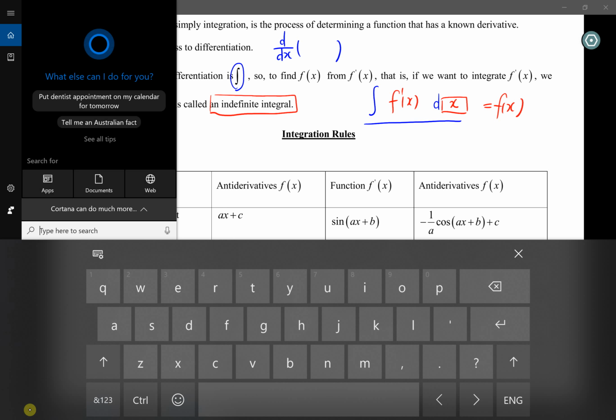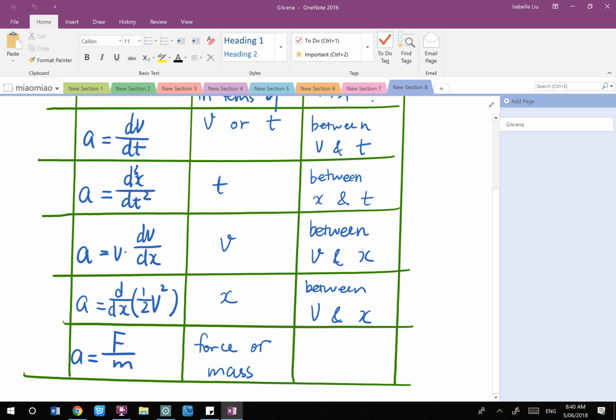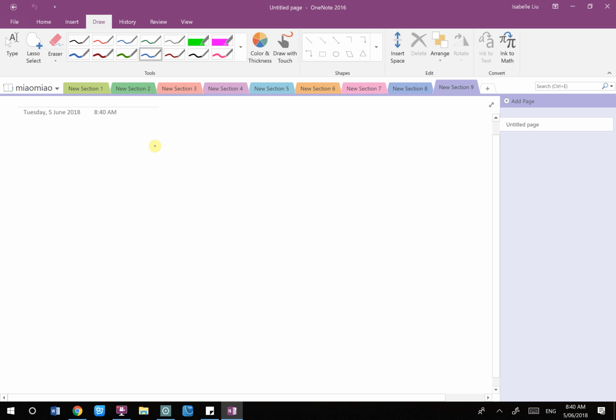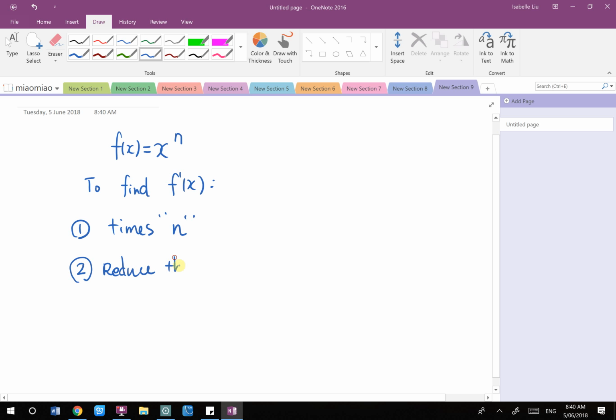I just opened a new page. It's quite a little space here. So, for example, let's do the easiest thing. We have f(x) equals x to the power of n. Then to find f'(x), step number one is times n. We drag the n to the front, we times n. And the second step is reduce the power by one. We minus one. So we have n times x to the power of n minus one. But be careful with the order. The order is we times n first and then reduce the power by 1.